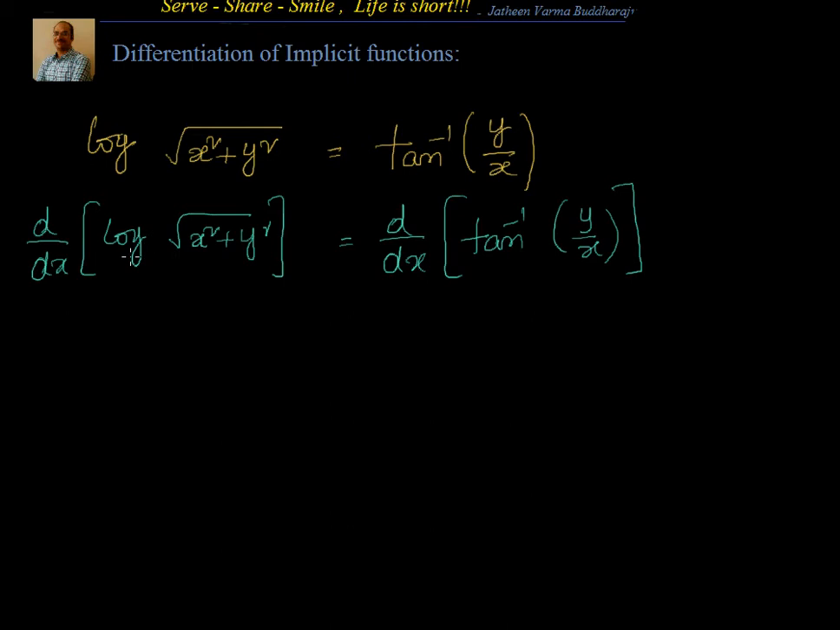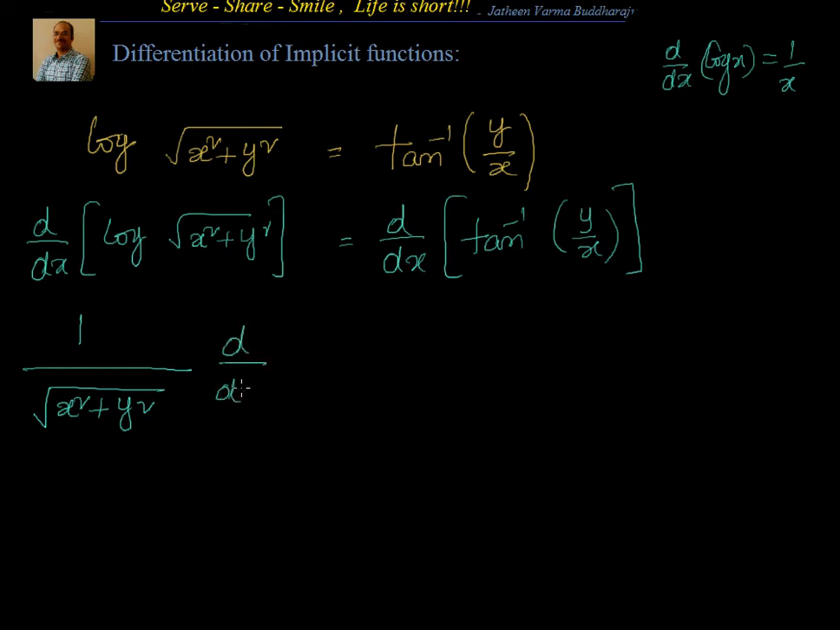Now we know that the derivative of the log function is always equal to 1 by x. We know that d by dx of log x is equal to 1 by x. So we will write down 1 by square root of x square plus y square. Then after that, we have to find out the derivative of root of x square plus y square.